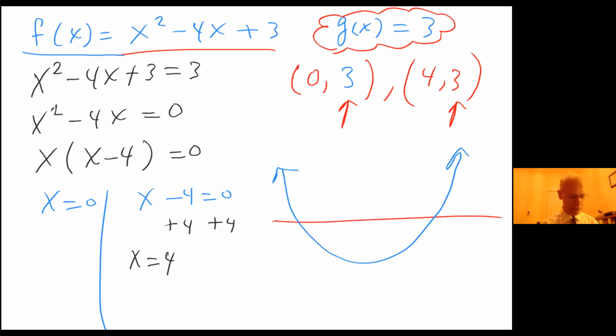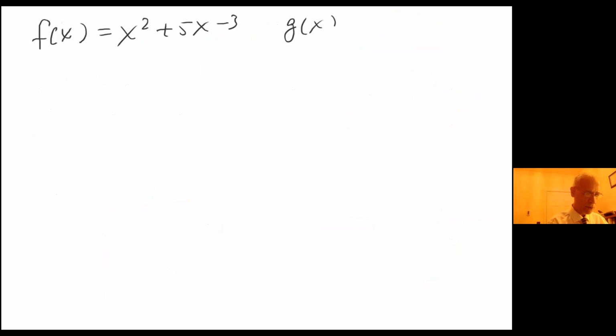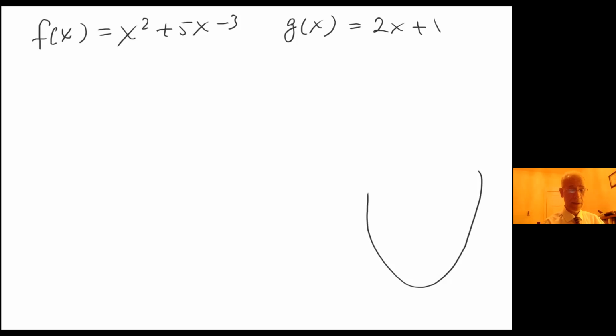Let me make it a little bit better. Let's do one last example, make it just a little bit harder, just for the sake of discussion. So let's say this time f of x equals x to the second plus 5x minus 3. And let g of x be just 2x plus 1. So notice that now I have a parabola here, and g of x is a line, slope is 2, y-intercept is 1, something like that.